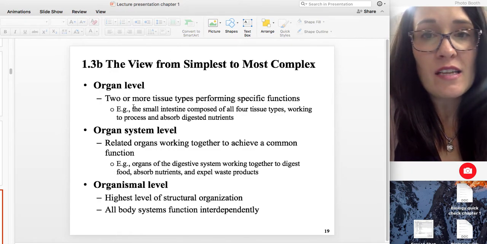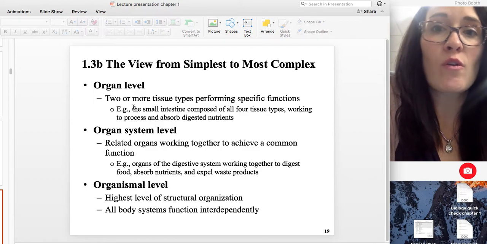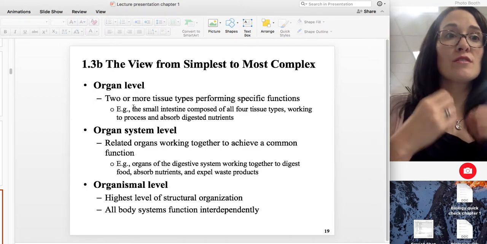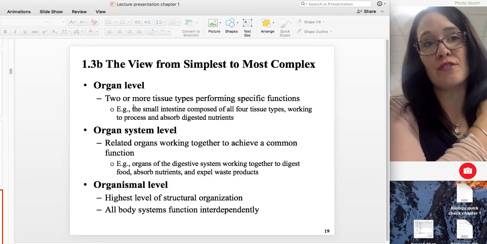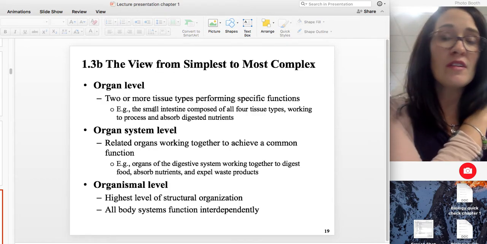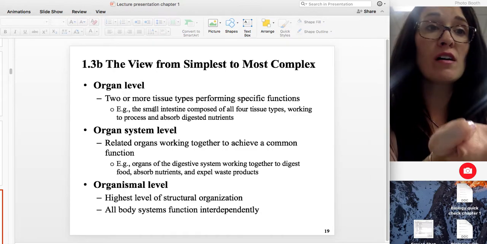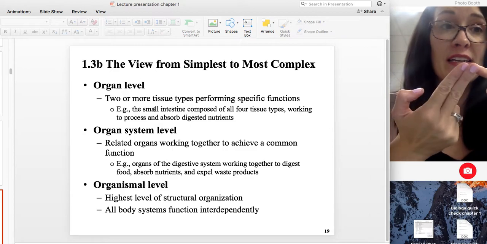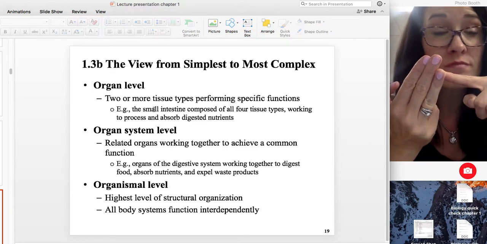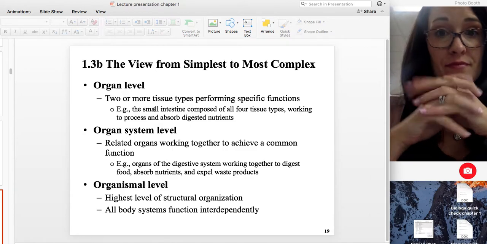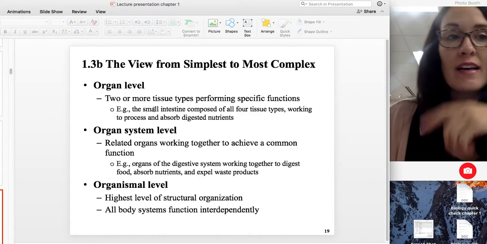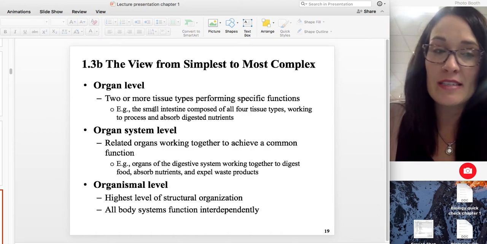Next level: tissues make up different organs. To be an organ in the body, it needs a minimum of two different types of tissues. The small intestine is composed of all four tissue types: epithelial, connective, muscle, and nervous tissue. And they have a common function. So yes, every bone is an organ.